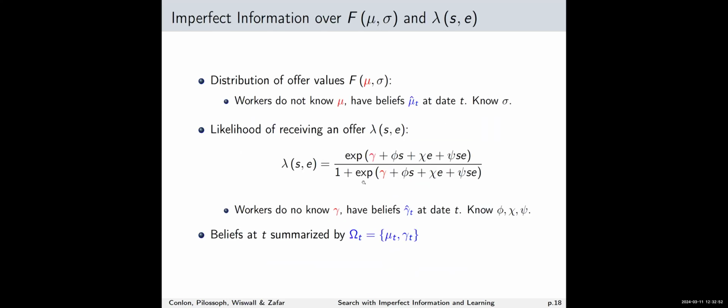Another way to say what I think you're saying is, obviously the derivative of this with respect to search depends on gamma. So if you're uncertain about gamma, you're going to be uncertain about the returns to search. So that is true. Which direction is it going to go in? That I don't know off the top of my head, but it's a good question in terms of the returns to search.